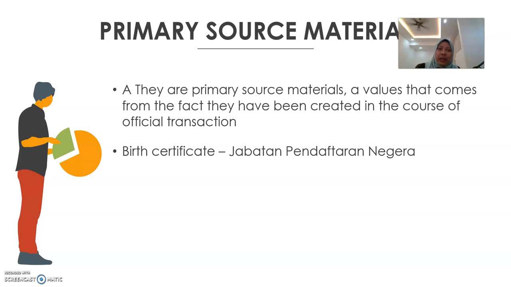Okay, and in return the company or that hypermarket gives you the receipt because they want to record that this item has already been bought by the customer and this is the amount. All right, so that is why we say that this is a primary source material, where the record is created because of the official transaction.